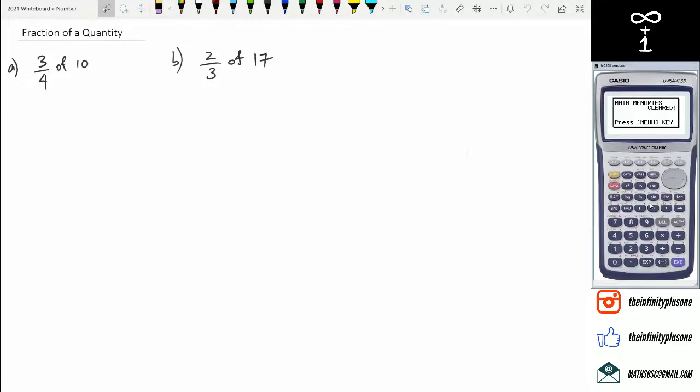Hey guys, in this session we're going to be looking at how to find a fraction of a particular quantity. So we're going to get started here. I've got a couple of examples. The first example is looking at 3/4 of 10.